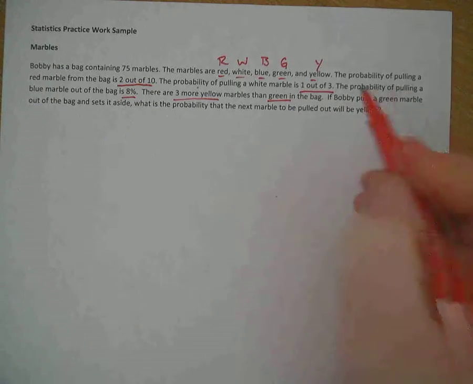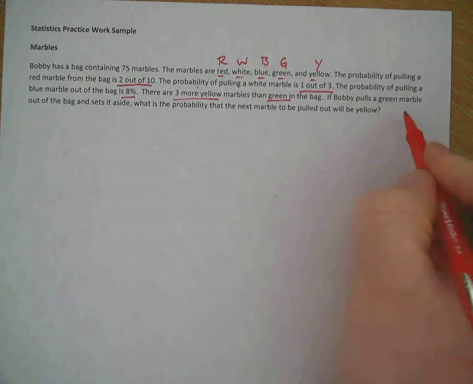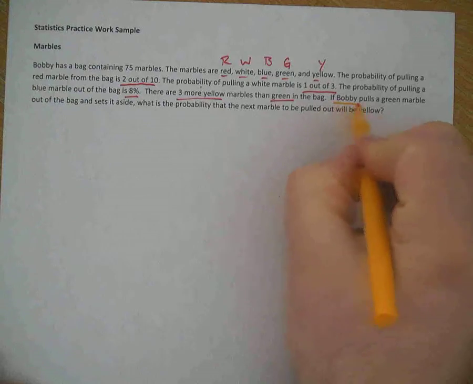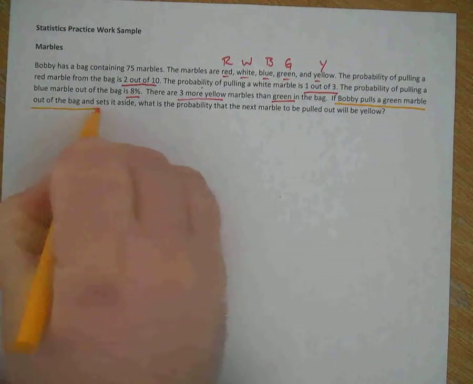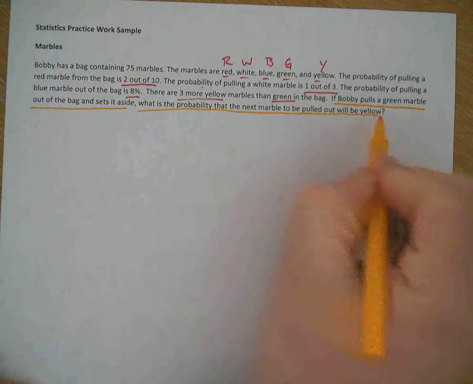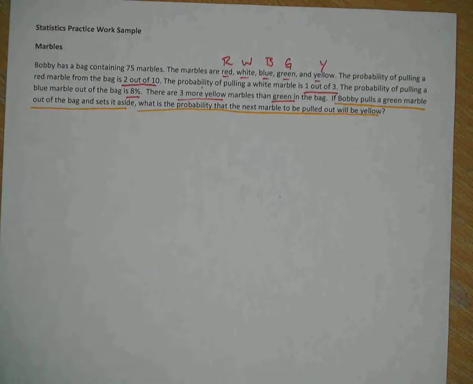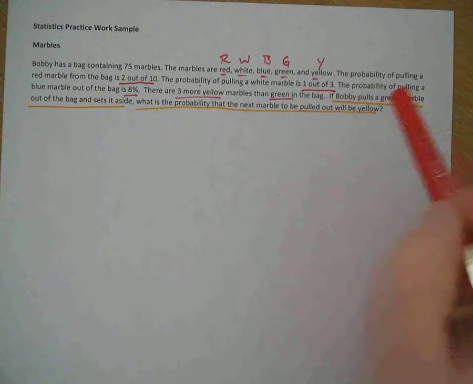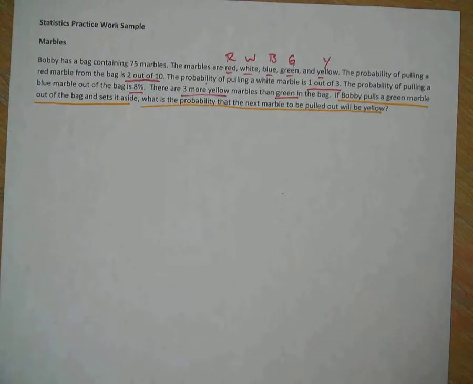Then here's the only question of this work sample, and I'm going to highlight it in a different color. If Bobby pulls a green marble out of the bag and sets it aside, what's the probability that the next marble to be pulled out will be yellow? There are really 2 things happening there. First, we're pulling a green marble out and setting it aside, and then we're asking what's the probability of the next marble being yellow?